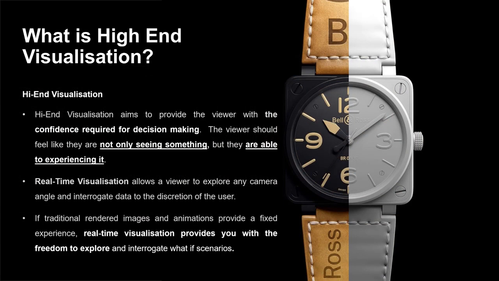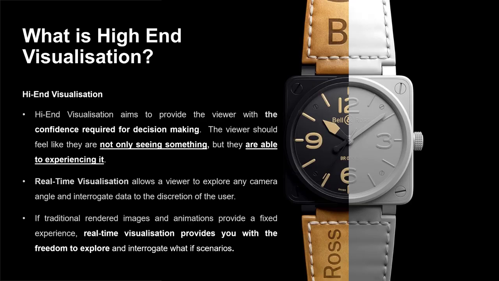Whereas high-end visualization takes things a step further. High-end visualization aims to provide the viewer with the confidence required for decision making. The viewer should feel that they're not just seeing something, but they're able to actually experience it. And for me, a high-end viz strategy is typically not the quality of the output, but it's a combination of output types. So images and animations are still vital components of a high-end viz strategy, but they provide what we call a fixed scenario asset. They're very difficult to update and they're not very flexible.